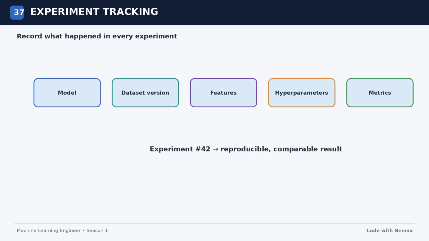ML projects often involve many experiments. We may try different models, features, and hyperparameters. We need to keep track of these experiments. Otherwise, after running 50 experiments, we won't remember which configuration produced which result. Experiment tracking helps us compare and reproduce results.